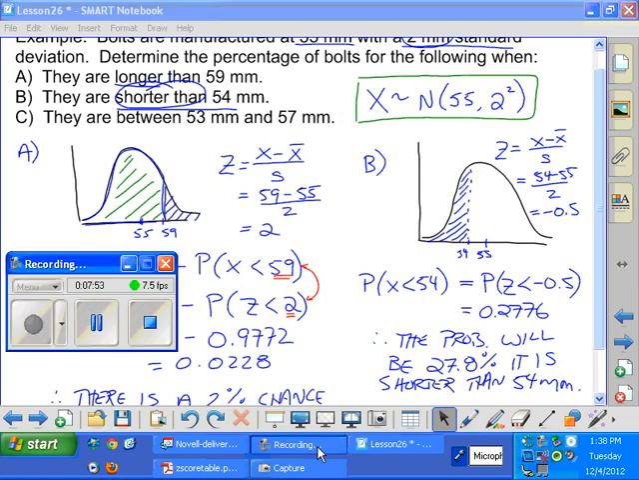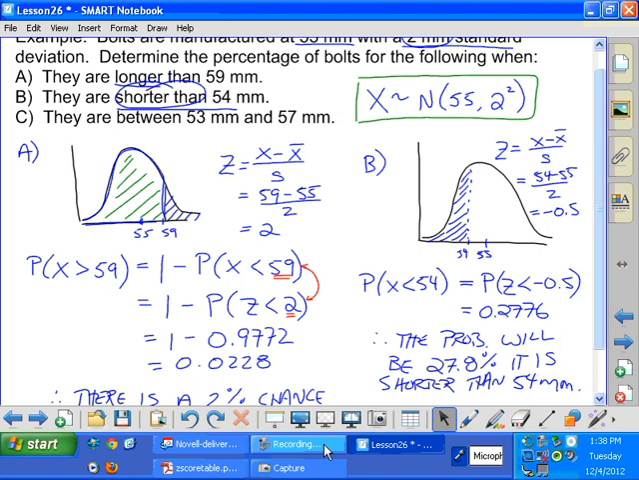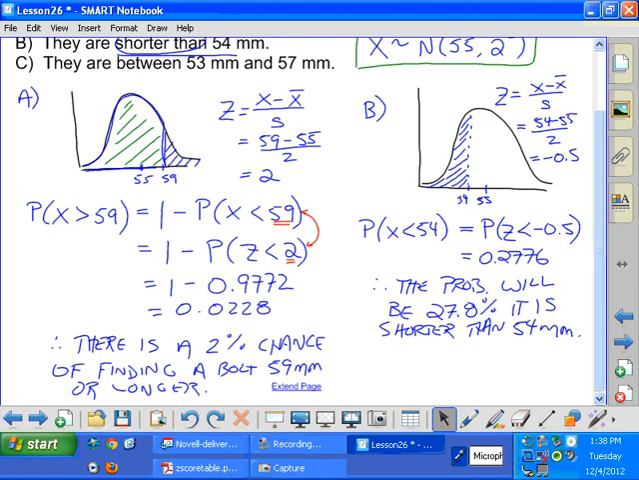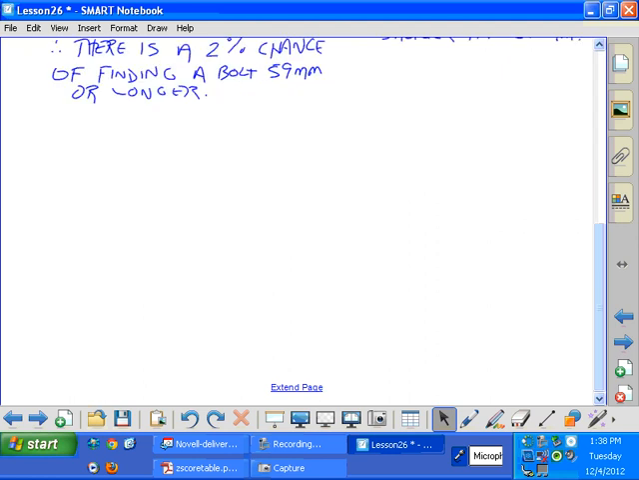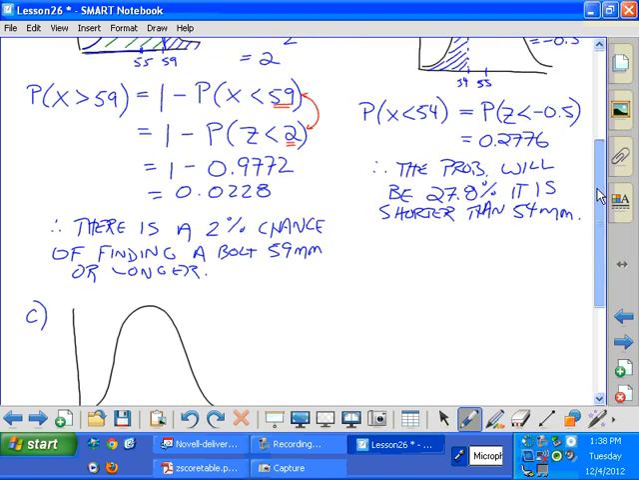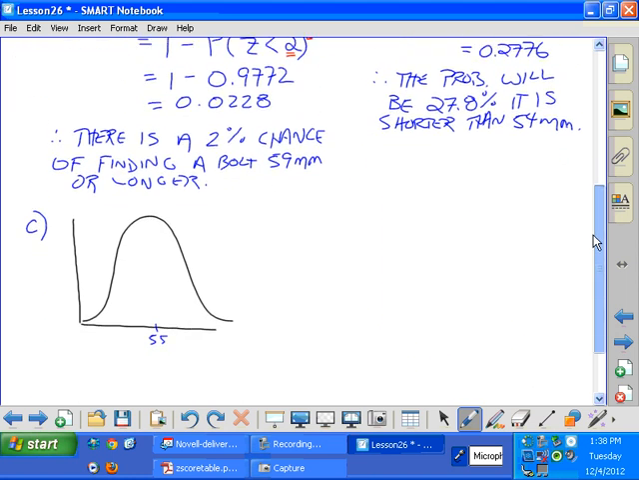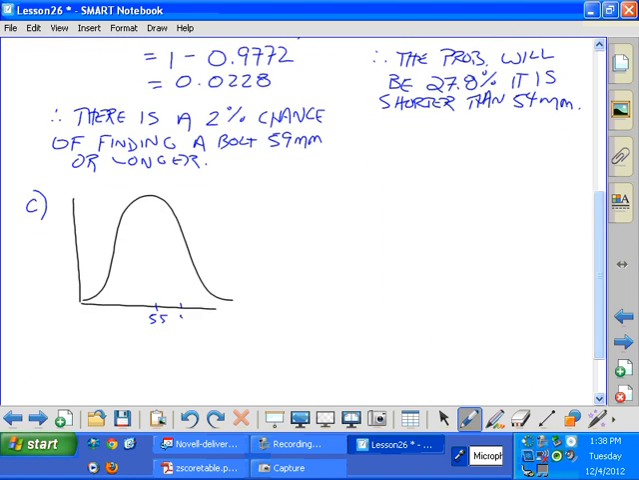The last one then, this is the one where the diagram will help. So we're looking between 53 and 57. So for C part, give ourselves a diagram here. So here is my normal distribution. We said 55 is in the middle. And I want 53 to 57. Okay, so this will be the trick here of the questions. So here's 57. Here's 53. This is the area that I want to calculate right here.